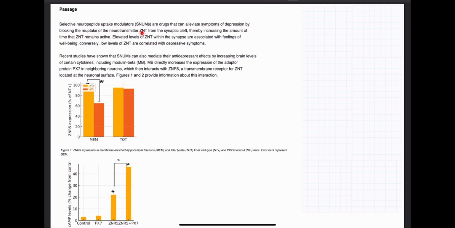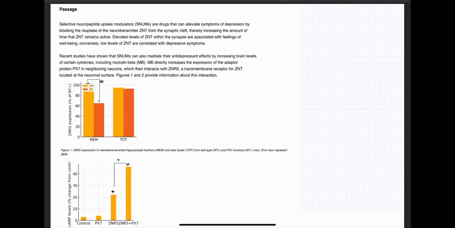There are selective neuropeptide uptake modulators that are drugs that can alleviate symptoms of depression by blocking the reuptake of the neurotransmitter ZNT, thereby increasing the amount of the time ZNT remains active. Elevated levels of ZNT within the synapse are associated with feelings of well-being. Conversely, low levels are correlated with depressive symptoms.